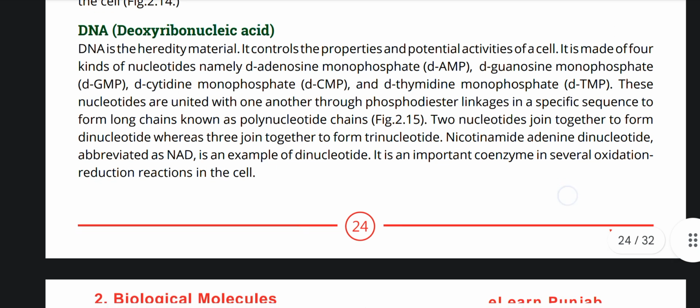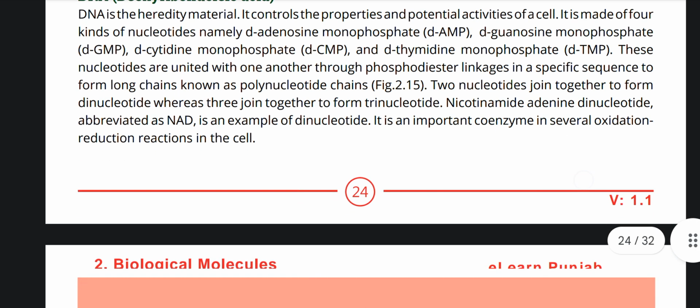These nucleotides are united with one another through phosphodiester linkages in a specific sequence to form long chains known as polynucleotide chains. Two nucleotides join together to form a dinucleotide, whereas three join together to form a trinucleotide. Nicotinamide adenine dinucleotide, abbreviated as NAD, is an example of a dinucleotide and an important coenzyme in several oxidation-reduction reactions in the cell.